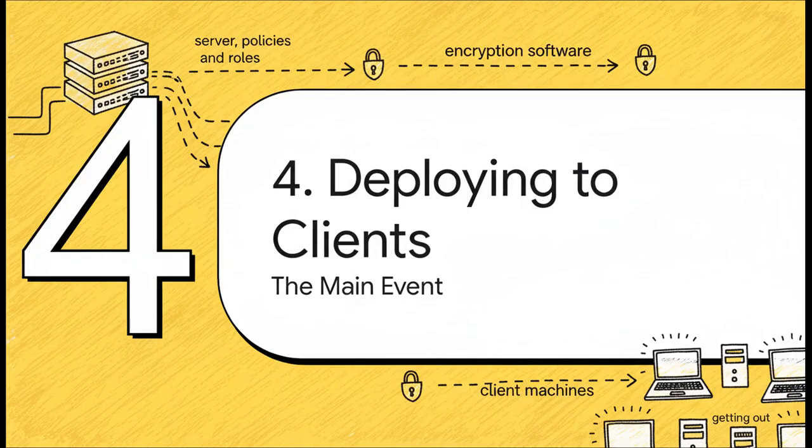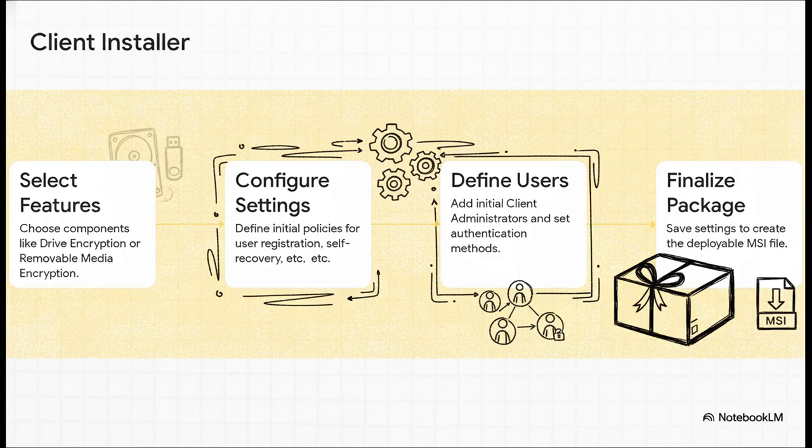Okay, so you've set up your server, you've defined all your policies, and you've sorted out who's who with the roles. Now, it's time for the main event: actually getting the encryption software rolled out to your client machines. The whole process kicks off in the management console. There's a handy wizard that just walks you right through creating a client installer package. You'll pick the features you need, you'll configure all the initial settings that the clients will get right out of the gate, you'll define who the local admins are on those machines, and finally, you'll bundle it all up into a nice, neat MSI file that's ready to deploy.